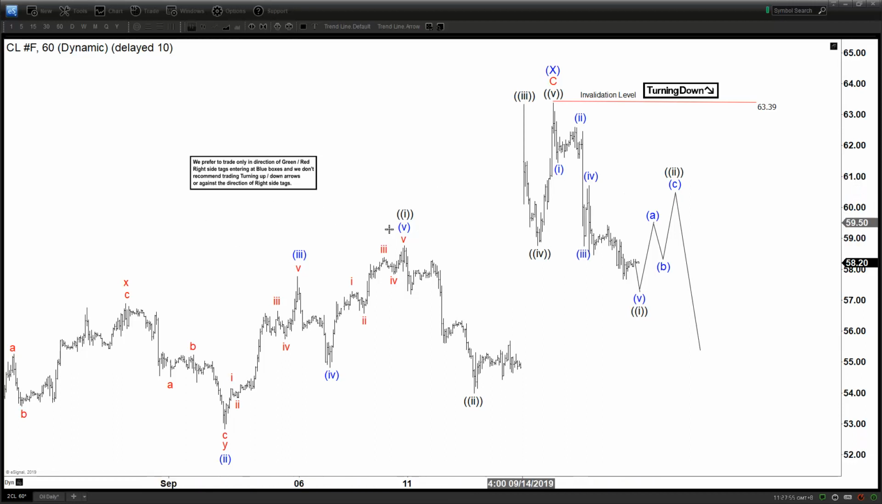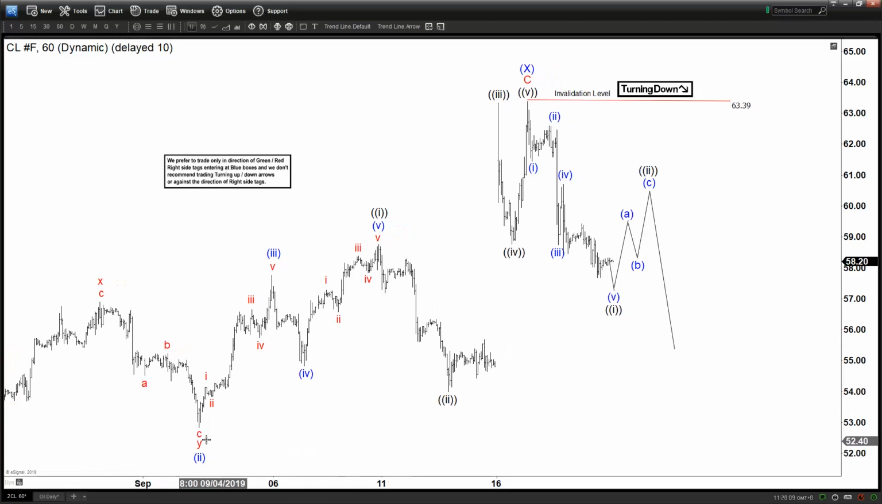So today we will take a look at the chart of oil. This is a 60 minutes chart, and let's take a look here at what we have. According to this chart, we got what looks like an impulsive move: 1, 2, 3, 4, 5. Ended 1, 2, 3, 4, 5.